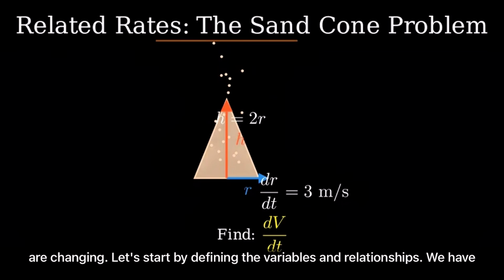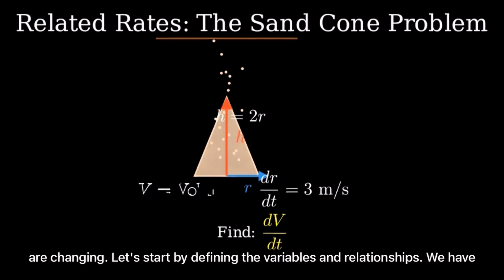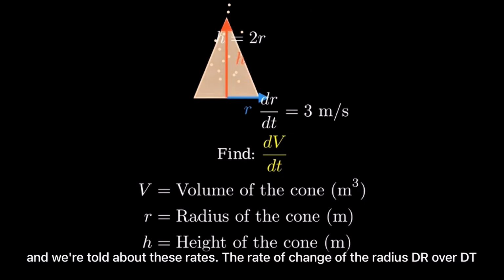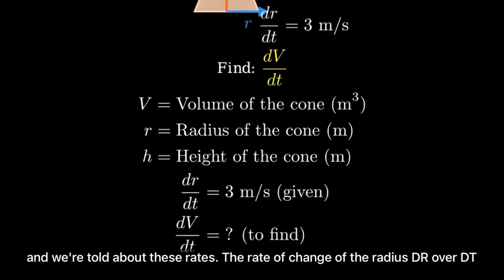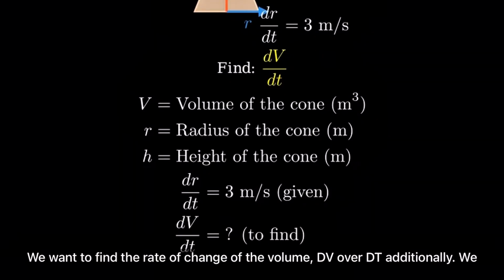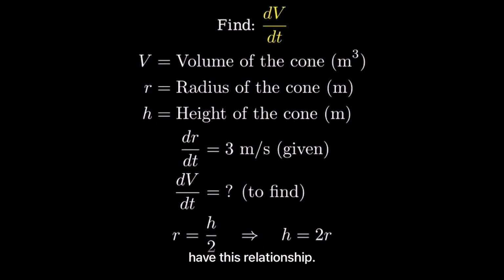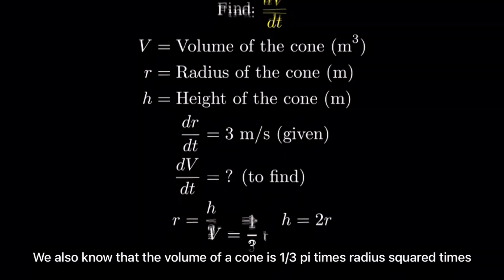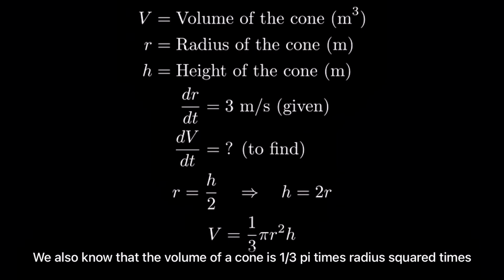Let's start by defining the variables and relationships. We have V is the volume of the conical sand pile, r is the radius of the base of the cone, h is the height of the cone, and we're told about these rates. The rate of change of the radius, dr/dt, is 3 meters per second. We want to find the rate of change of the volume, dV/dt. Additionally, we have this relationship: the radius is always half of the height. So r equals h over 2, or h equals 2r. We also know that the volume of a cone is 1/3 pi times radius squared times height.